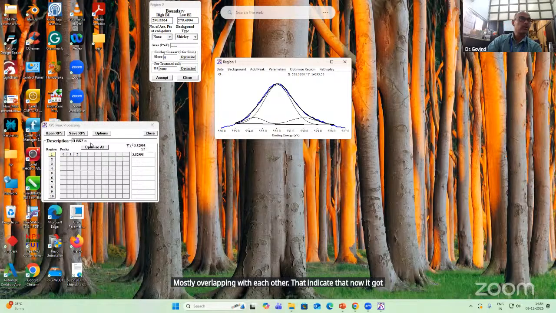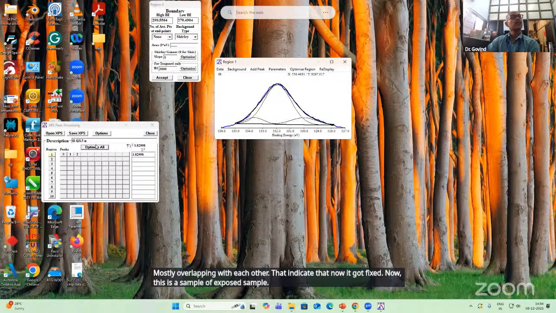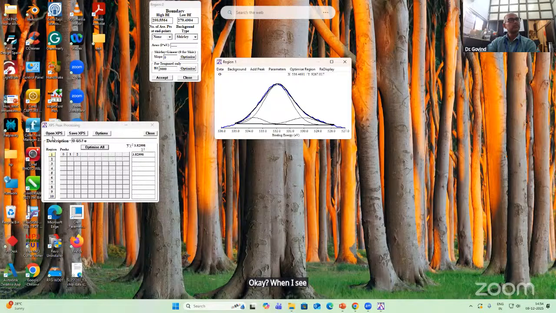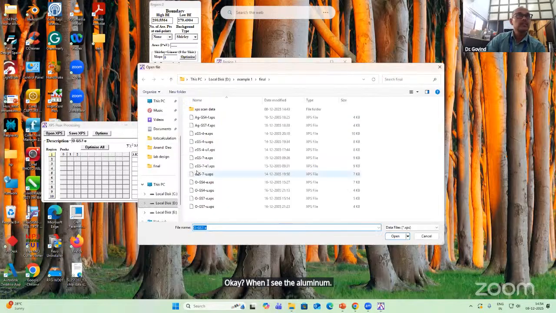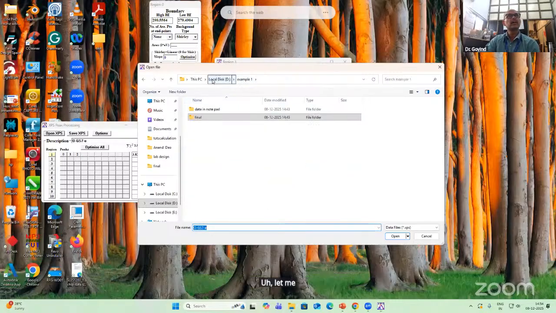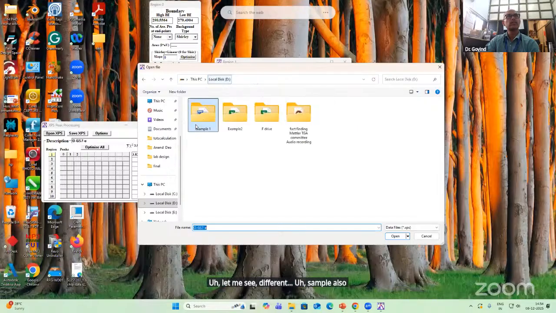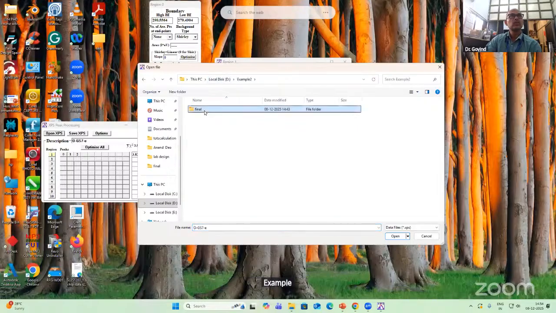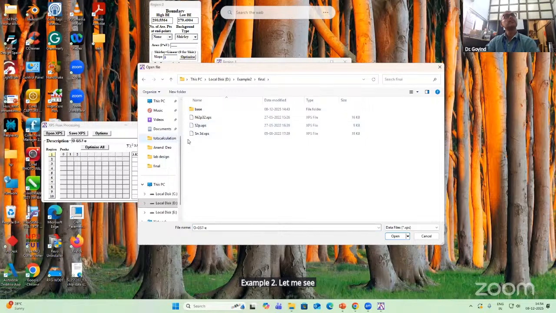Now this is a sample of exposed sample. When I see the aluminum, let me show that also. Let me show a different sample also. Example 1, example 2.